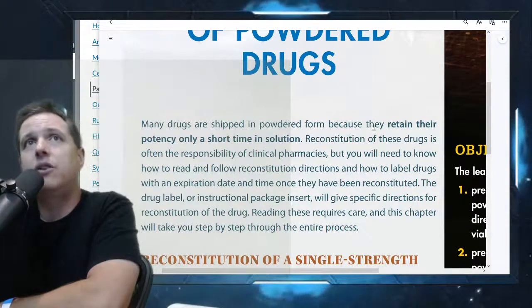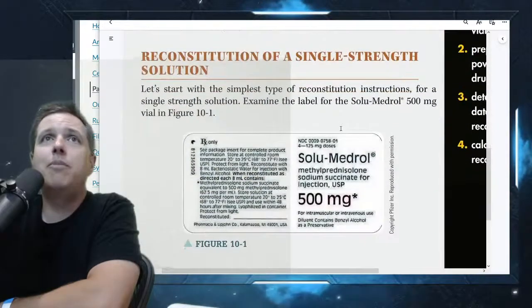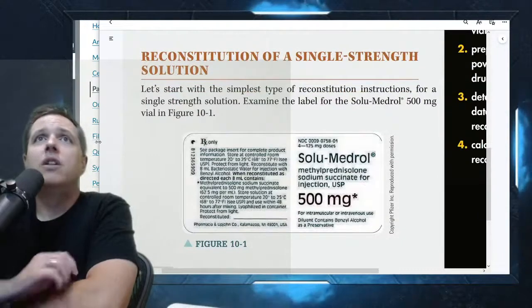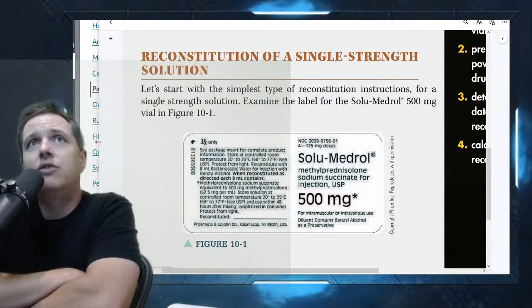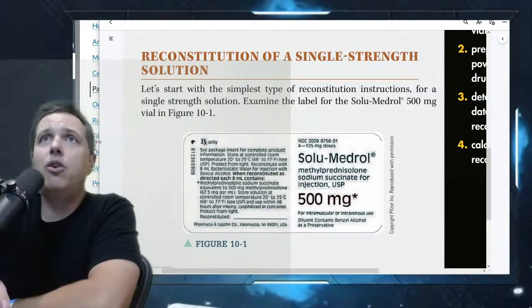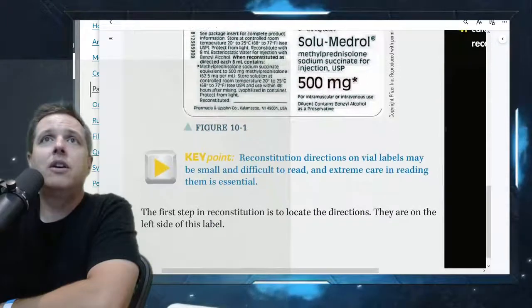It says here some drugs are shipped in powdered form because they retain their potency only a short time in solution. So you don't want to mess around with that. Let's start with the simplest type of reconstitution instructions. For a single strength solution, examine the label below for Solu-Medrol, 500 milligrams.